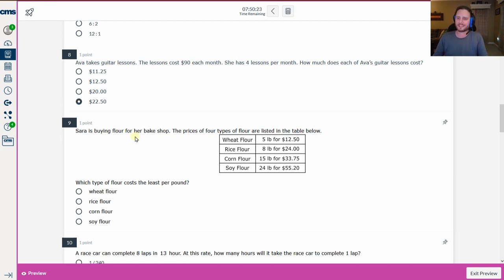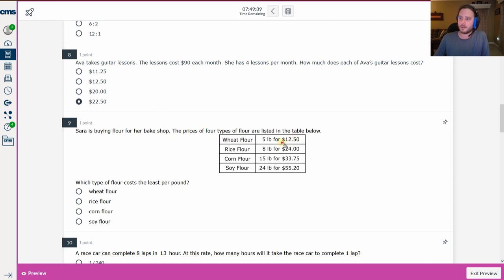Alright, so number 9, it says Sarah is buying flour for her bake shop. The prices for four types of flour are listed in the table below. And it asks which type of flour costs the least per pound. So what it wants us to do here is figure out the price, or the unit price, for each of these types of flour, and figure out which one is giving us the best deal. Which means we have to do 4 different division problems for this one problem.